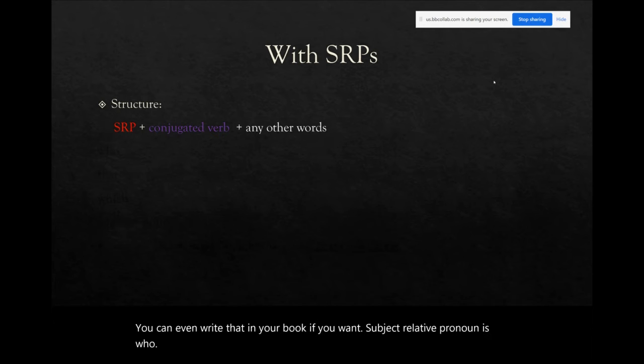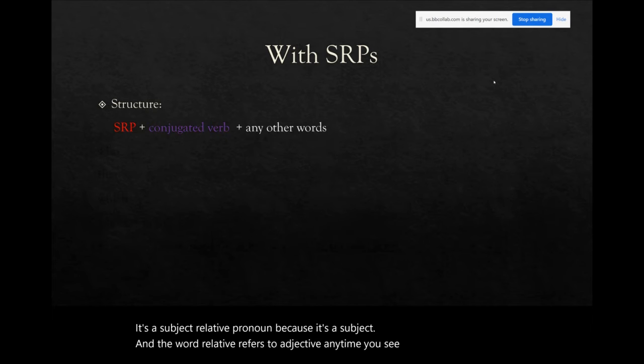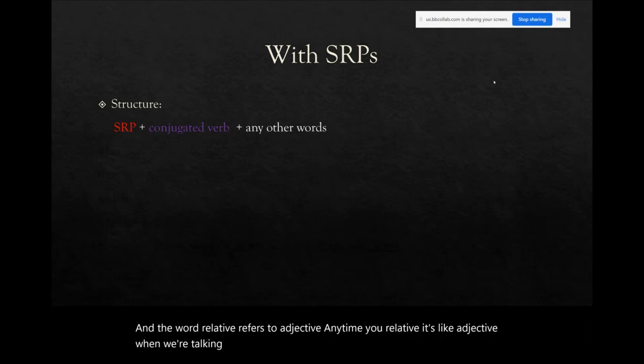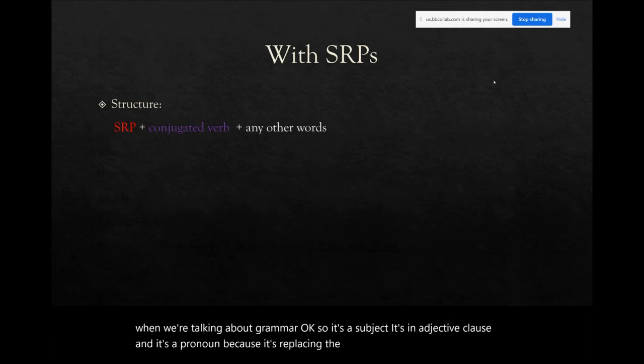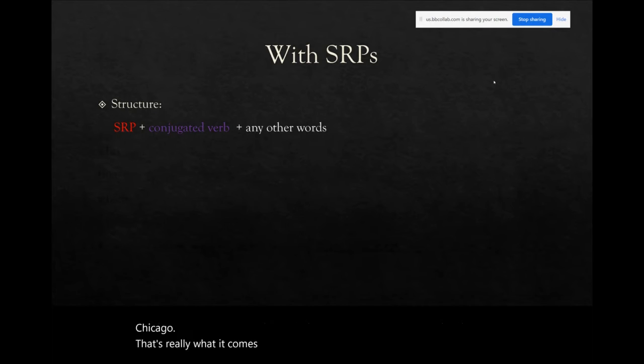It's a subject relative pronoun because it's a subject, and the word relative refers to adjective. Anytime you see relative, it's like adjective when we're talking about grammar. So it's a subject, it's in an adjective clause, and it's a pronoun because it's replacing the word man. The man lives in Chicago. That's really what it comes from. So we call it a SRP.